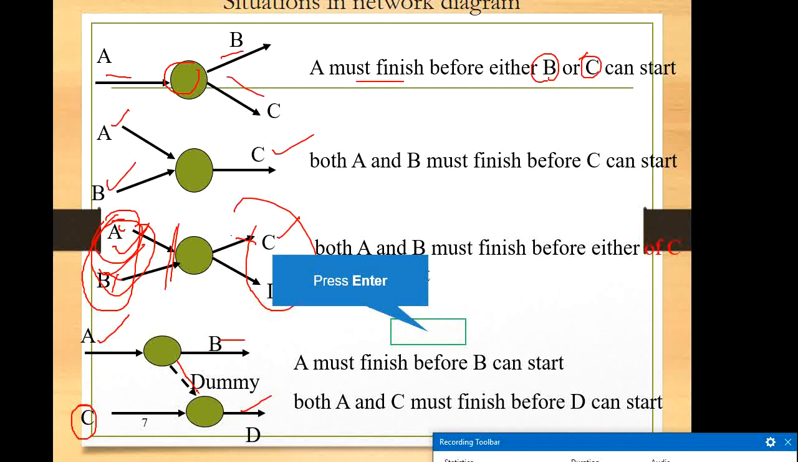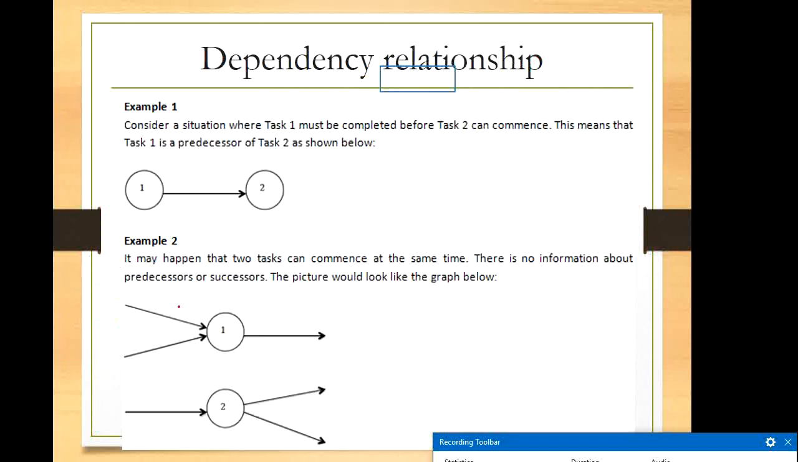This is the relationship: successor and predecessor relationships, or dependency relationships. Consider a situation where task 1 must be completed before task 2 can commence. This means that task 1 is the predecessor of task 2. This is activity on node, AON.